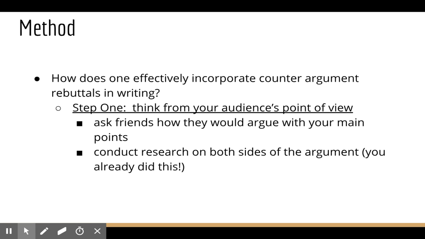Ask them to engage in a discussion and try to understand what their opinions are and how they would use supporting details and research to argue with your points. In addition, you should conduct research on both sides of the argument. In order to develop an effective argument, you must fully understand both sides of the issue.